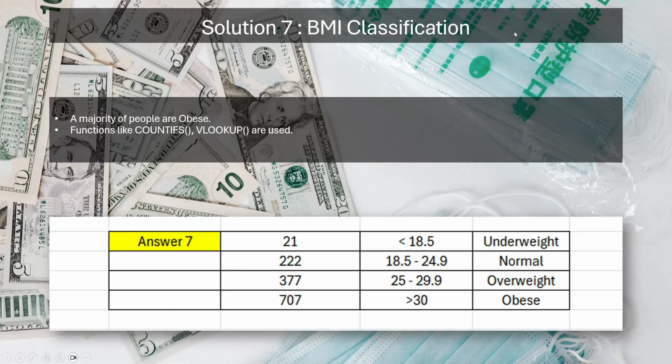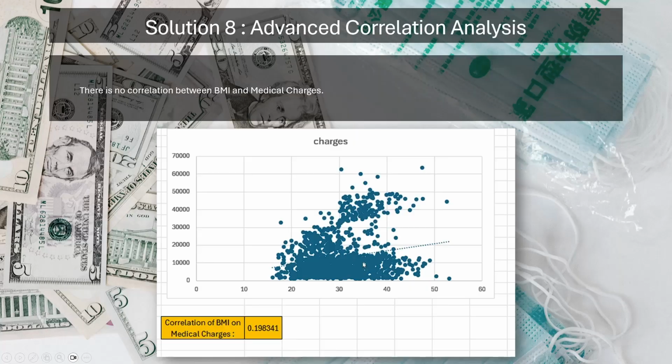Now, the next question is BMI classification. In BMI classification, I found that most of the people are obese. They have a BMI of more than 30. For calculating this, COUNTIFS and VLOOKUP functions were used. As you can see in this table, most of the people are obese. Second, overweight people having BMI between 25 and 29.9. Third, normal people. And the least number of people are underweight. So let's move on to another question.